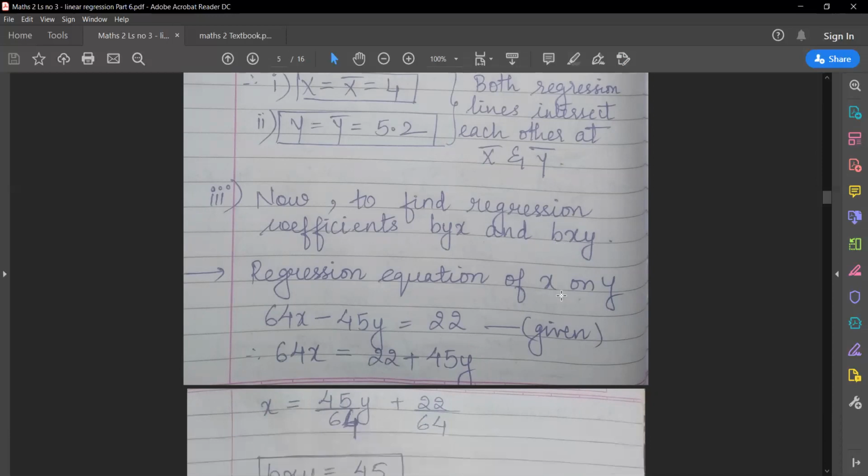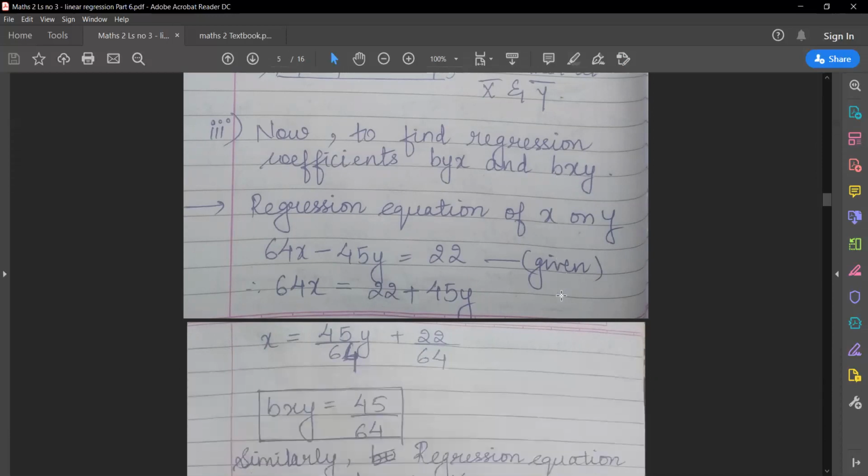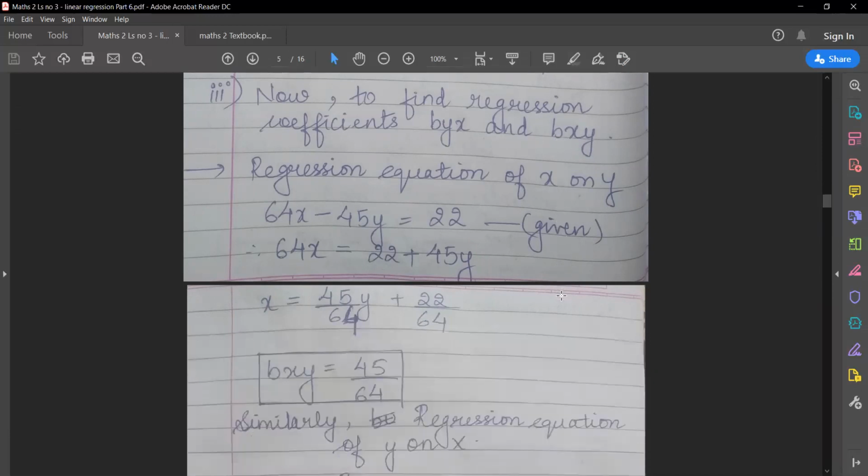Now they have specified, so again there is no confusion, because they have specified which one is x on y and which one is y on x. So I am taking the regression equation of x on y first. x on y means you have to leave x on the left hand side and take all the others on the right hand side like this.